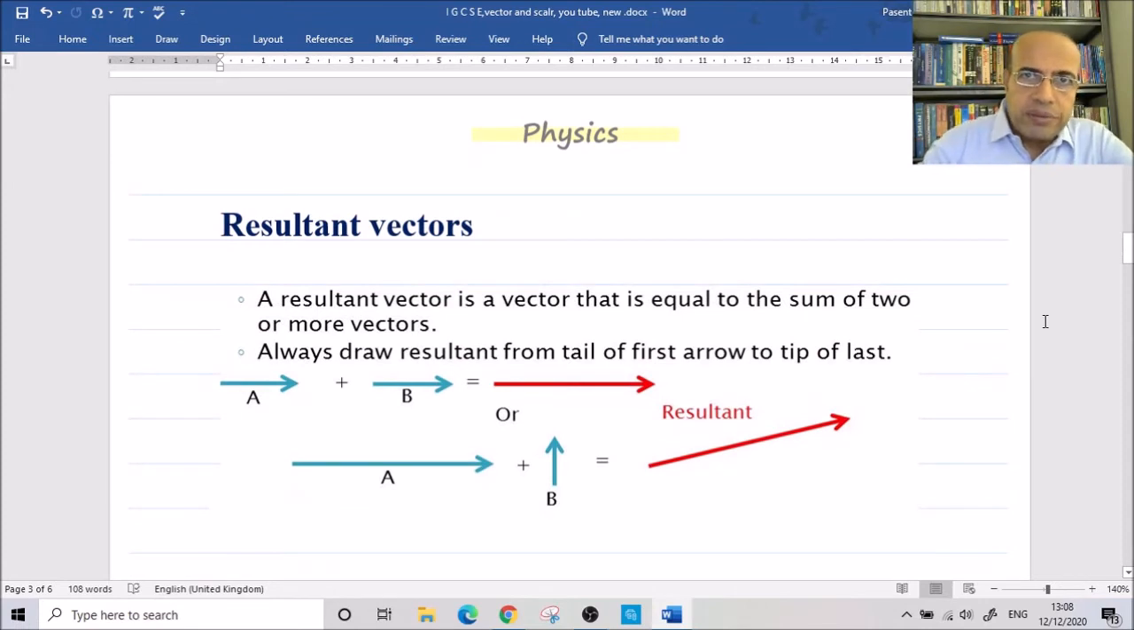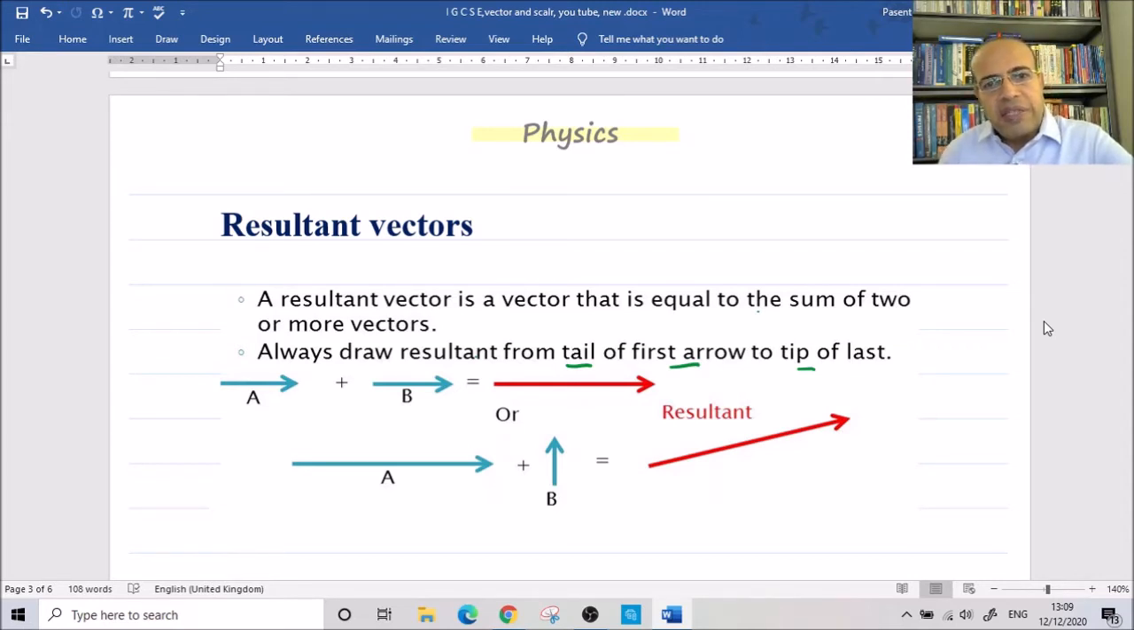Resultant vectors. A resultant vector is a vector that is equal to the sum of two or more vectors. Always draw the resultant from the tail of the first arrow to the tip of the last. For example, if we have vector A plus vector B, and they have the same direction, the resultant is a vector that takes the same direction as A and B.